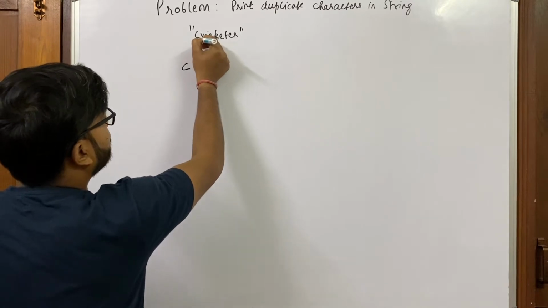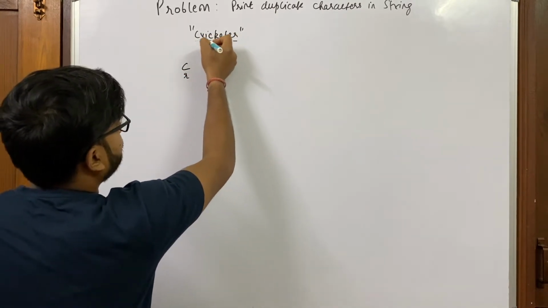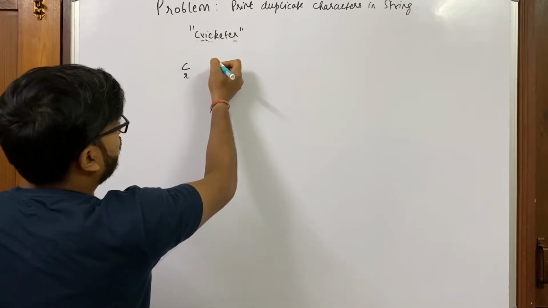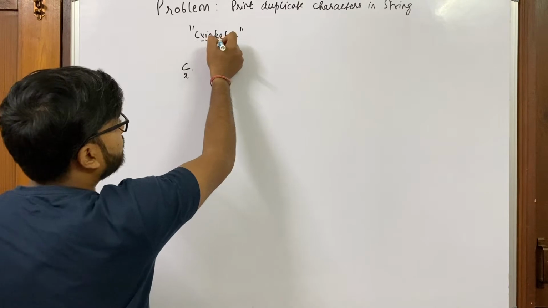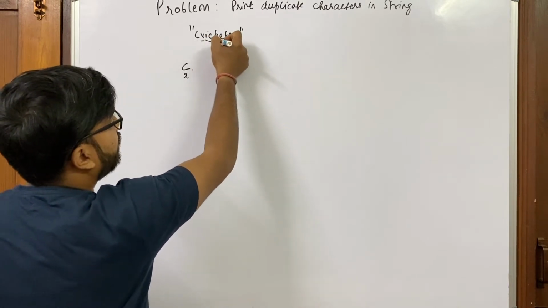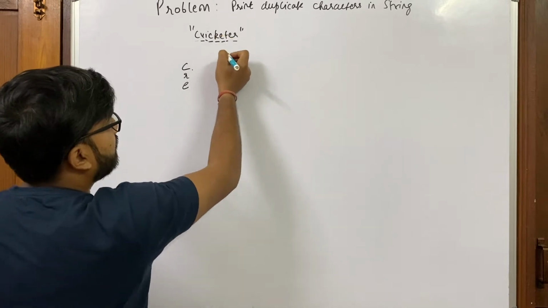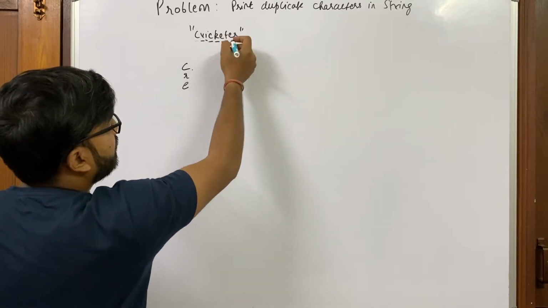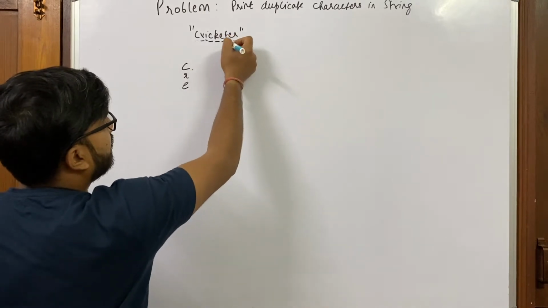Then I check R. It appears more than once, so I print R. I appears only once, so I do not print it. I have already printed C, so I do not print it again. I check for K. K appears only once. I check for E. I print E because E appears more than once. I check for T. T appears only once, so I do not print it. Check for E. E is already printed, I don't want to print it again. Then R is already printed.